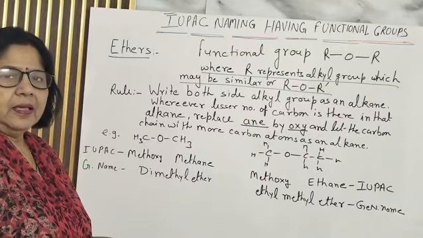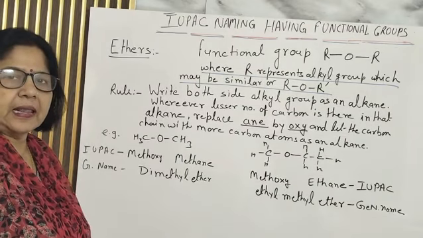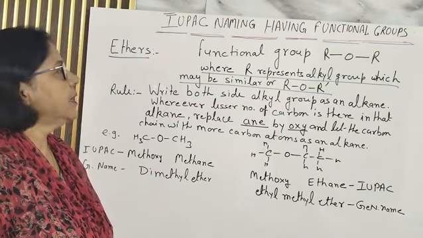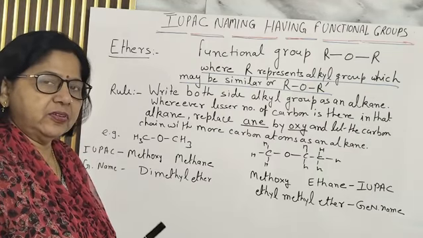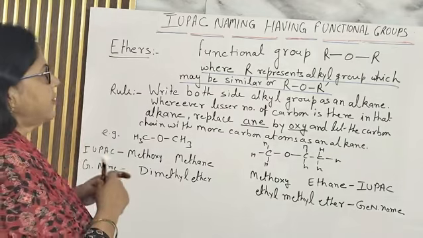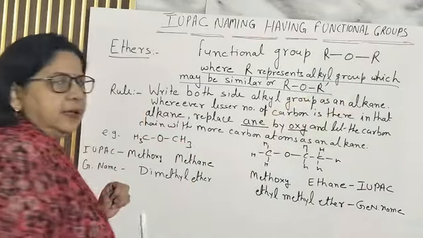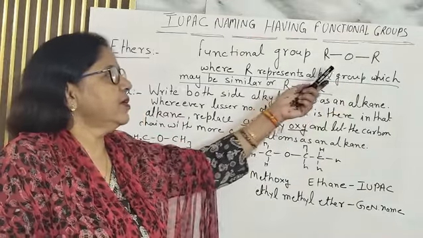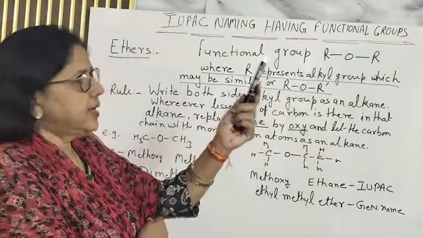Hello students, in the continuation of the functional group we have discussed alcohols. Now we are going to discuss ether. Ether is another group in which carbon atoms are not there, right? So ether, the functional group is ROR, right? ROR means where oxygen is sandwiched between the two alkyl groups, right?